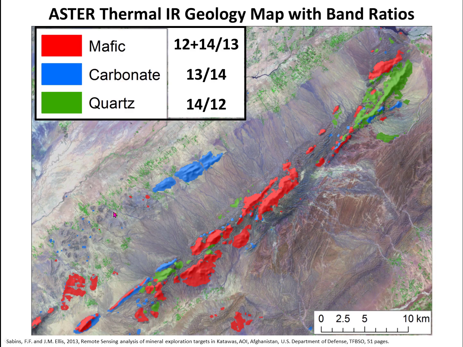And this is the kind of map that you can make with this ASTER thermal IR imagery. The blue areas are carbonate-rich rocks, and you take band 13 divided by band 14. Quartz-rich rocks are over here, divide 14 by 12. So it's a unique contribution to geologic mapping.